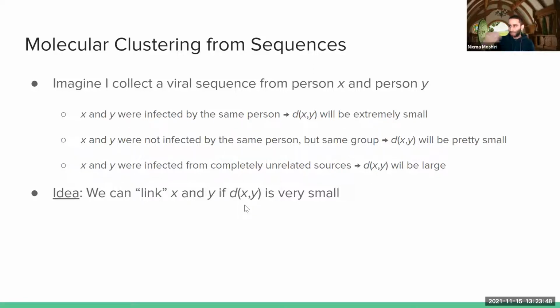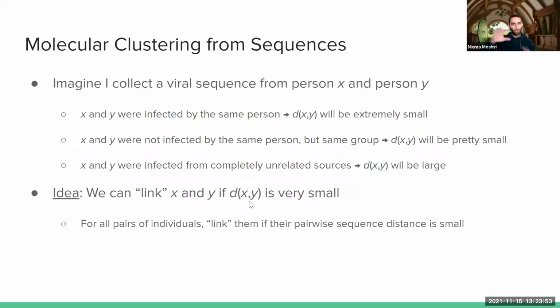So how would this turn into a computational problem? We can think of, well, what if I take every single pair of individuals, so person X and person Y, person X and person Z, person Y and person Z, just take every possible pair of people, and then compute the pairwise distance between their viral genome sequences. And then if that distance is small, let me just put a link between them. Let me connect them together. And then each resulting chain of links, I will define as a molecular cluster.